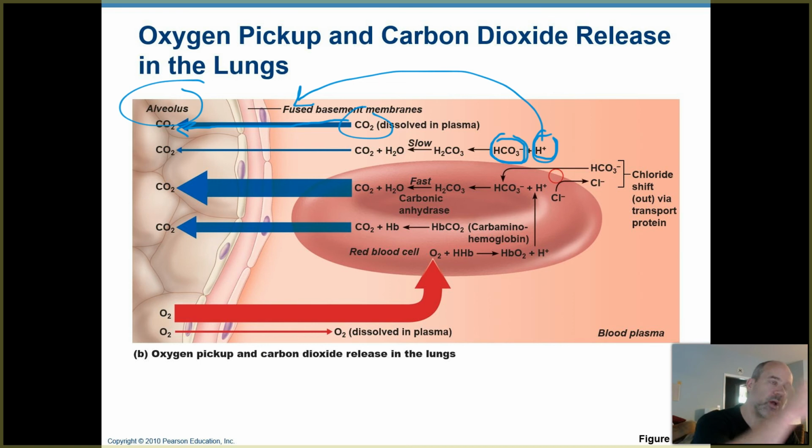It tends to force it to go in the opposite direction from what we talked about before. So bicarbonate ions and hydrogen ions will bond together temporarily to form carbonic acid, and that will break apart into H2O and CO2, and these CO2s can then diffuse over here into the air inside the alveoli. That's the slow version, but remember this enzyme carbonic anhydrase that we have in our red blood cells can force this to happen more quickly.